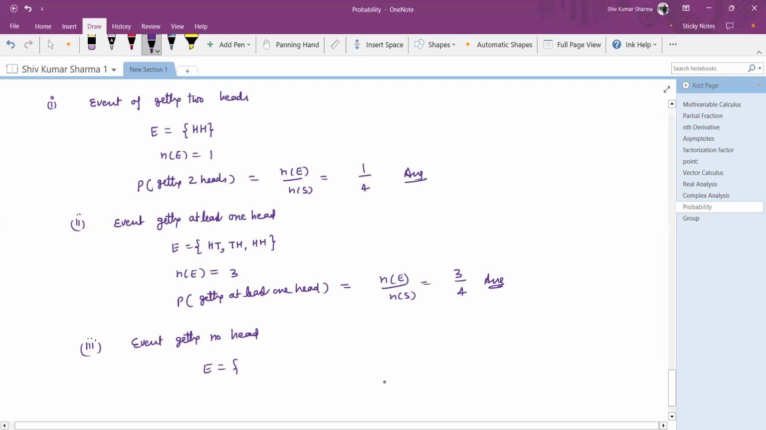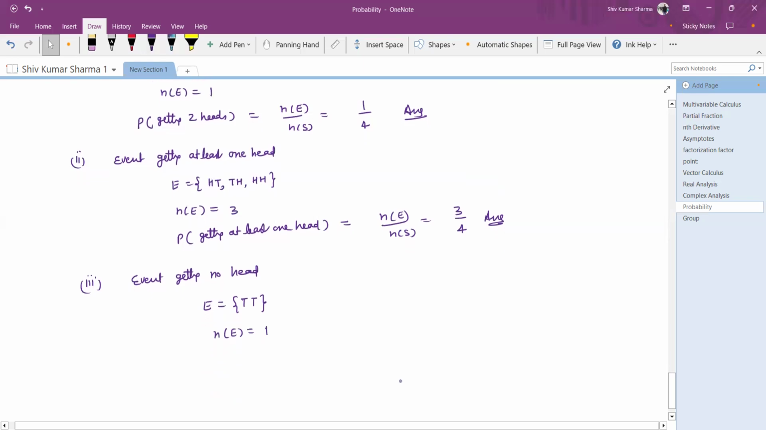So event E contains only a single element, both are tail. So here we see that NE, number of elements in E, is equal to 1. So getting no head means both are tail. So probability of getting no head is equal to 1 by 4.